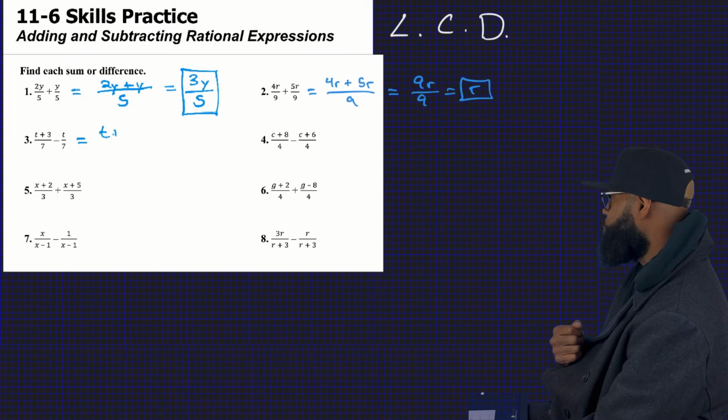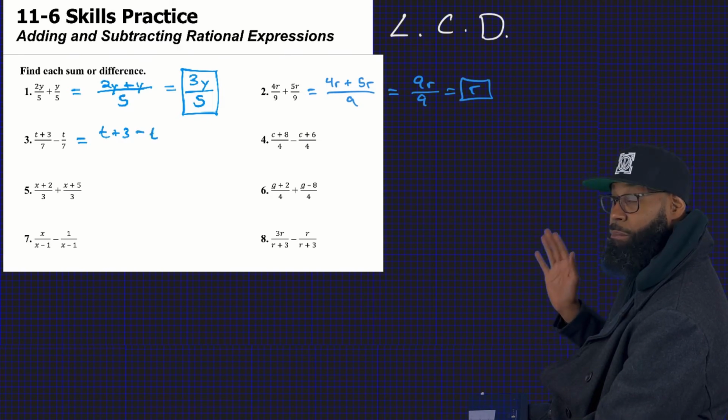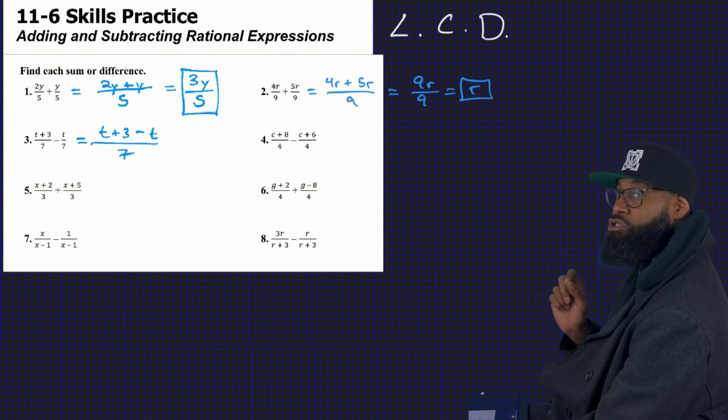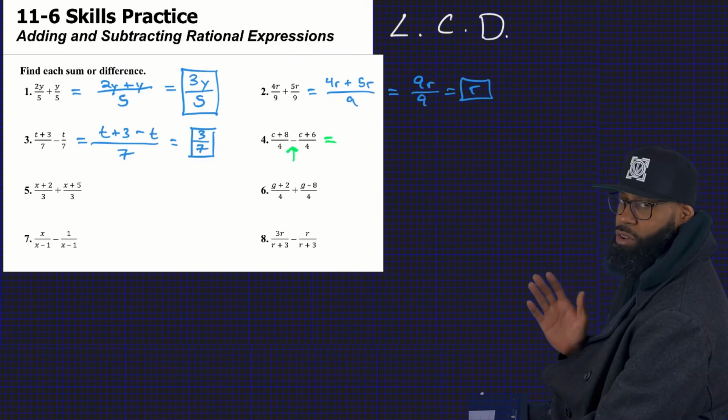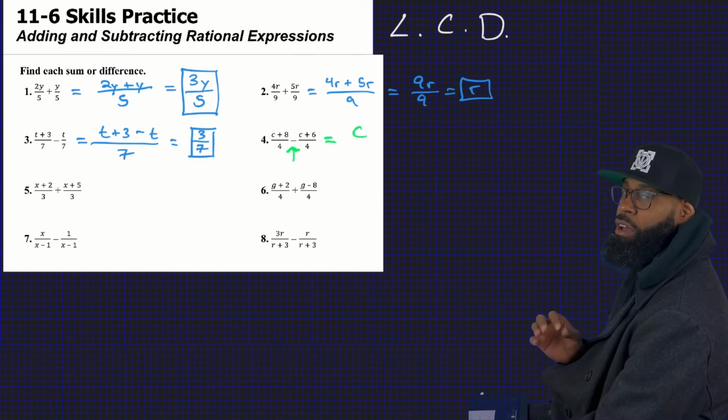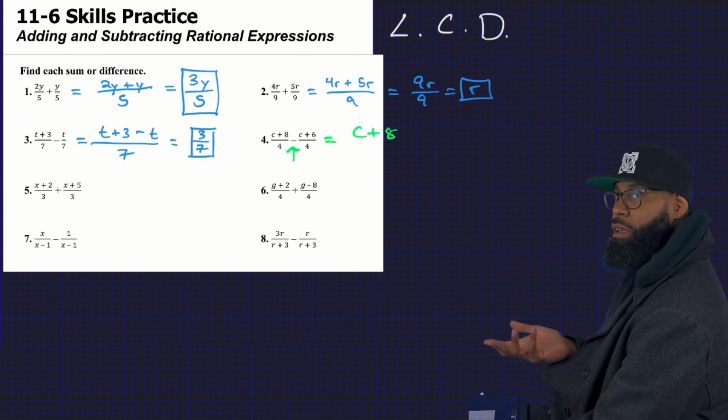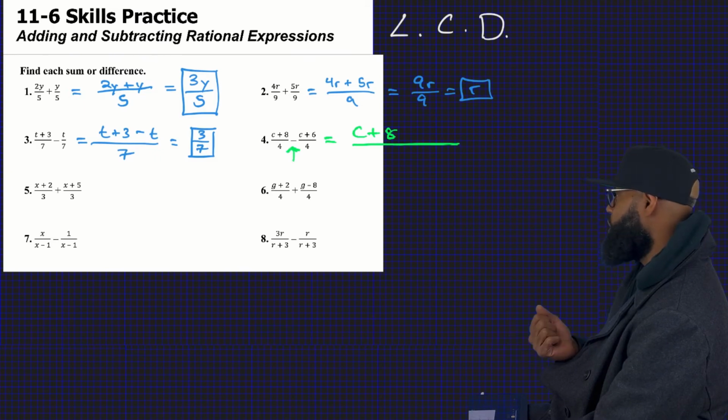For 3, you get t plus 3 divided by 7 minus. Ooh, good catch there. You guys see that? Be real careful today, distributing your negative. So a negative t and a positive t would cancel each other, so you're just left with 3 in the numerator and a 7 in the denominator. So all through the top here, guys, you're going to recognize we have the same denominator. Adding and subtracting rational numbers with the same denominator.